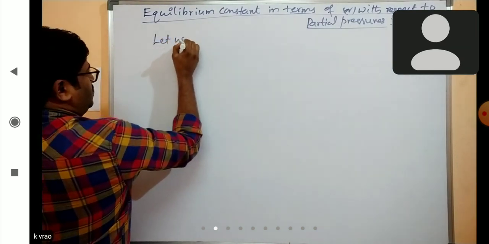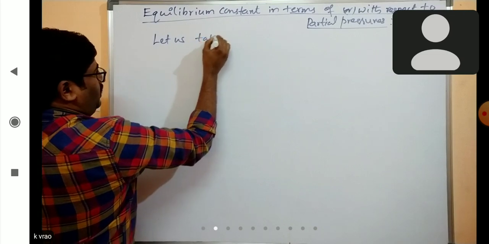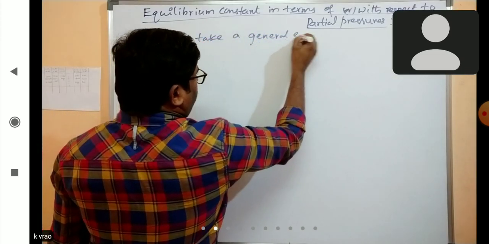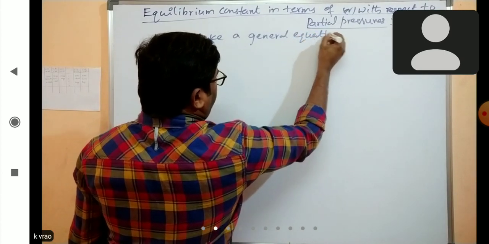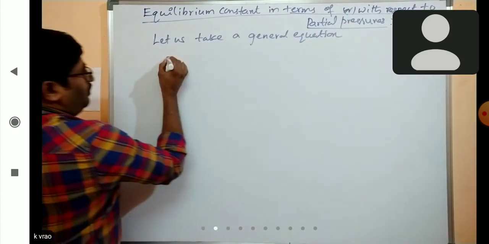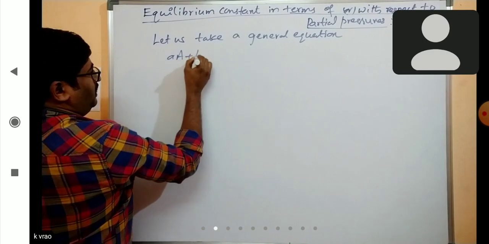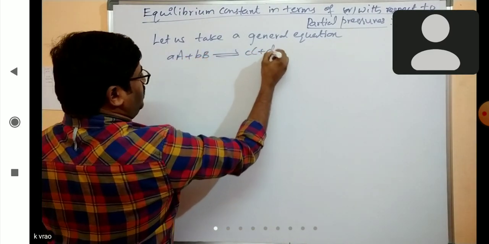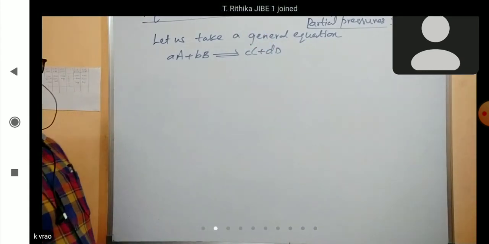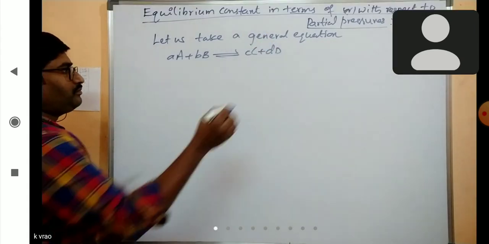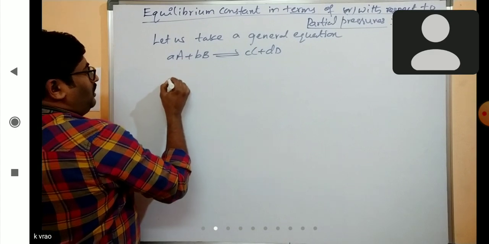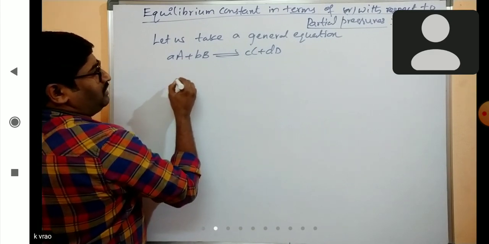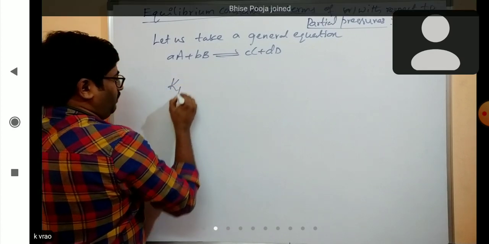So let us take a general equation. A moles of A plus B moles of B gives C moles of C plus D moles of D. So the equilibrium constant with respect to partial pressure is Kp.